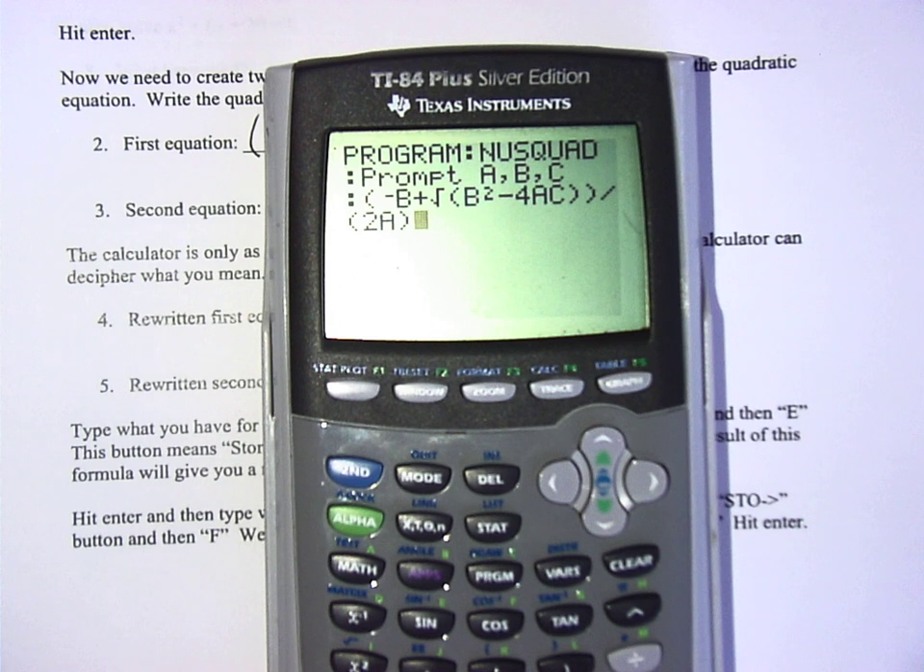When you're done, look at your partners. Put your calculators right next to each other. Compare. Make sure that you are the same.